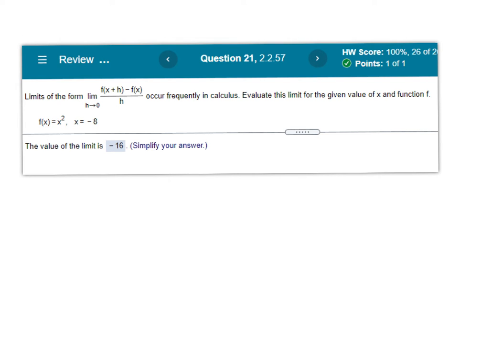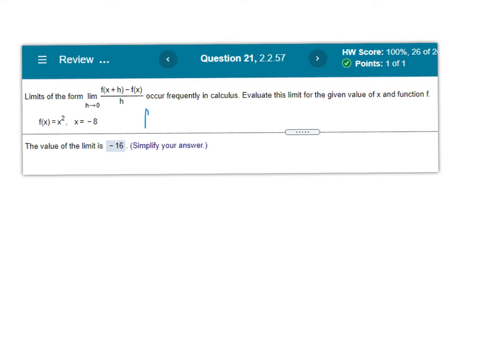So on this one, we're looking at the limit of the difference quotient as h approaches 0. And this occurs frequently in calculus because when you do this, you're finding the derivative. Anyway, what I want to do first, this isn't a bad problem at all. I know what f of x is, and I'm going to use f of x, but I don't know what f of x plus h is. So I'm going to find that really quickly.